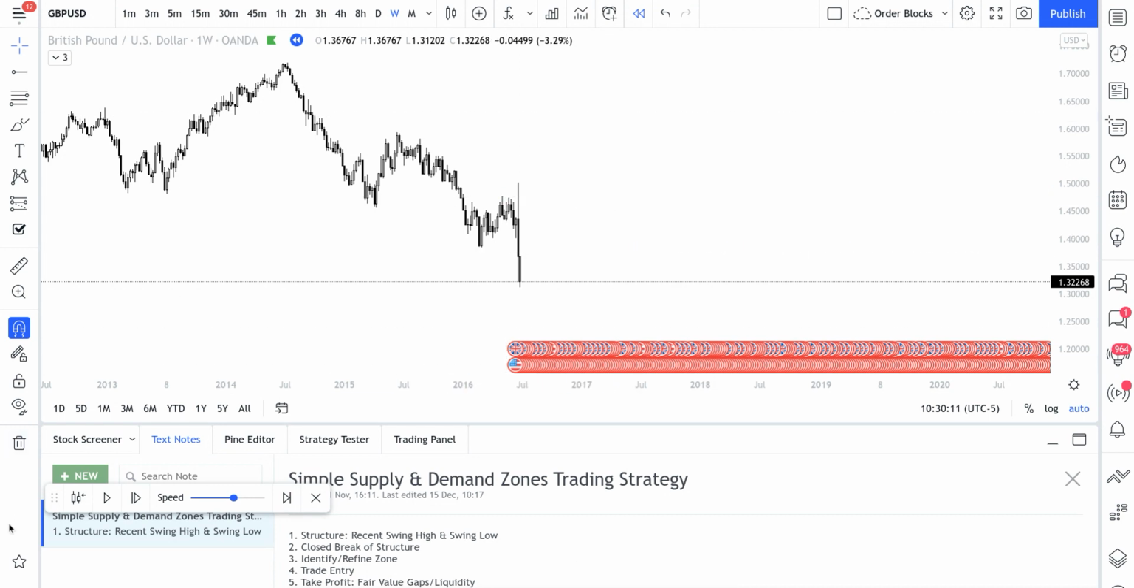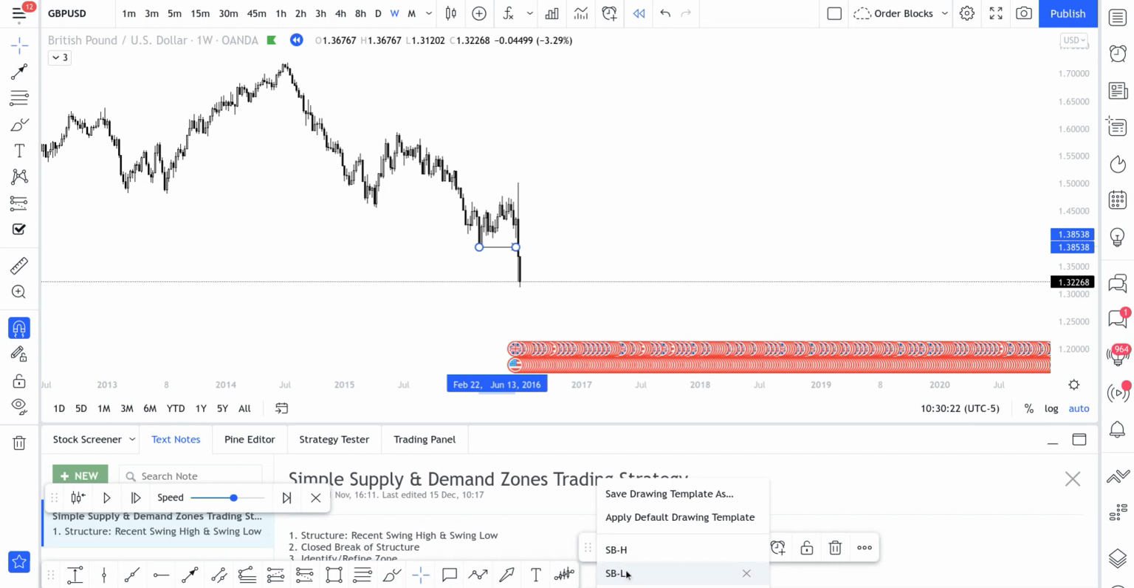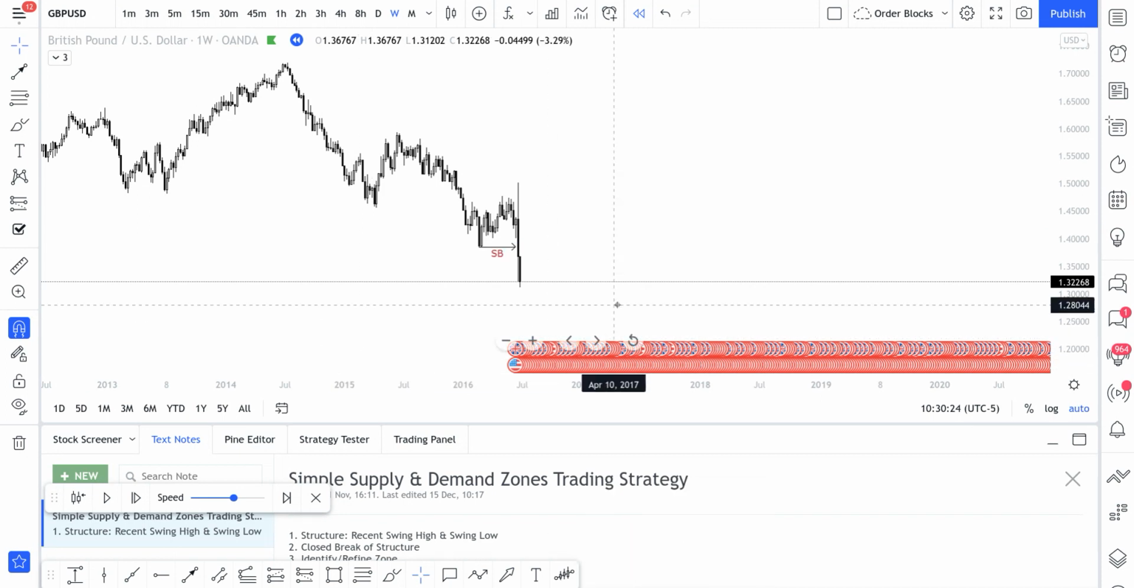Now I'm going to mark this up as my break of structure to the low side. Closed break of structure right there. Since it broke to the low, we're going to be looking for retracements back up into a supply zone to take trades going down. The way we do that is we look for the last bullish candle right before the break.